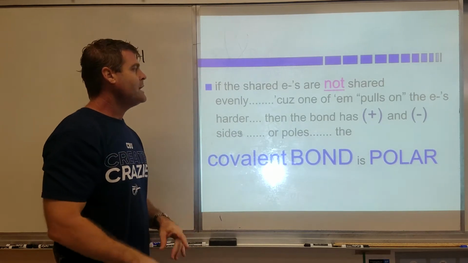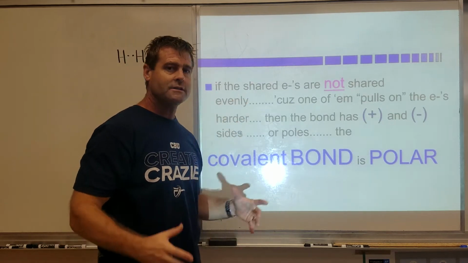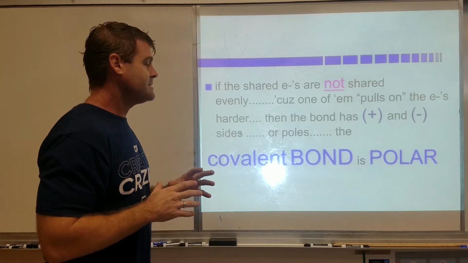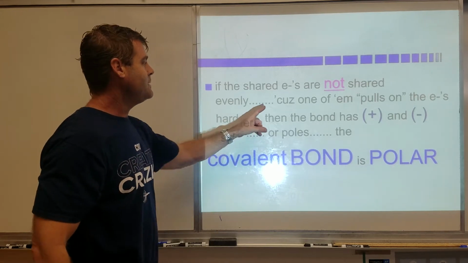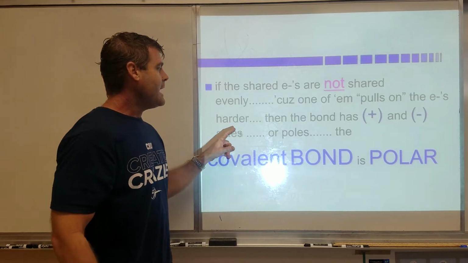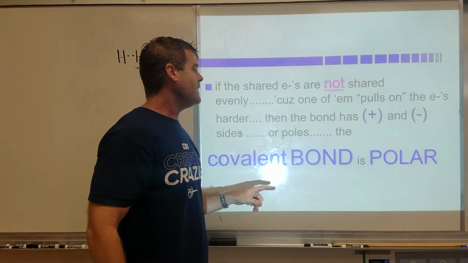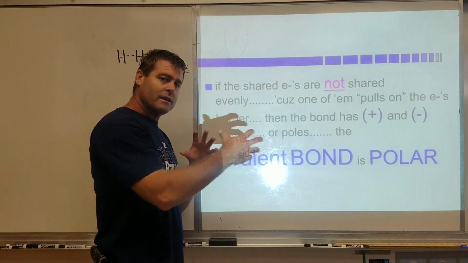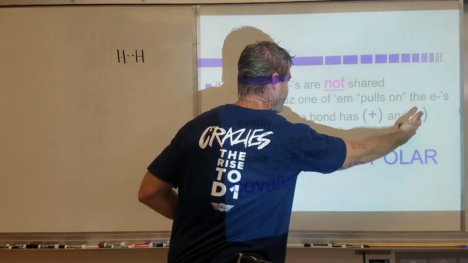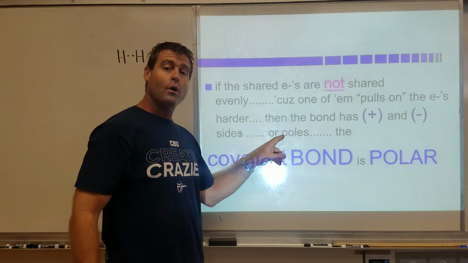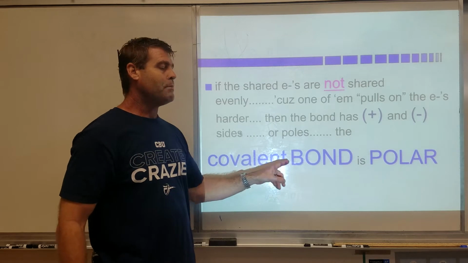Okay, guys, this is a very important concept we're going to bring up, so make sure you are writing this down. If the shared electrons are not shared evenly, so you can have a sharing of electrons, but maybe the electrons are not shared evenly because one of those atoms pulls on the electrons harder, and thus the bond has positive and negative ends. The side where the electrons are spending more of their time would be the negative end, and the side where they're spending less of their time would be the positive end. We'd say that they have poles. We'd say the covalent bond is polar.